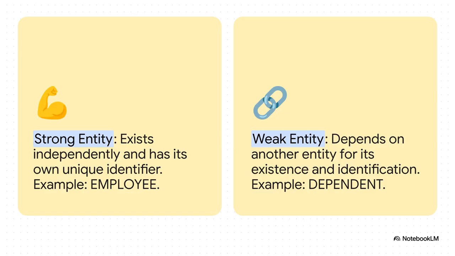A strong entity, like an employee, can exist all by itself in the system. It has its own unique ID, like an employee_ID. But a weak entity, like a dependent, can't. Think about it. In a company's HR system, a dependent, a spouse, or a child only exist in that database because they're linked to an employee. Their very existence is dependent on that link.